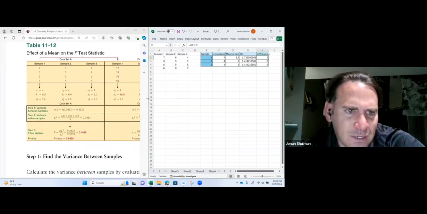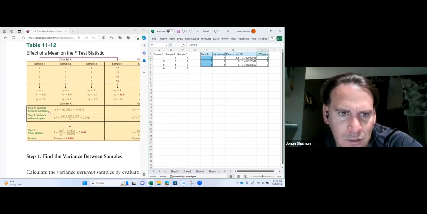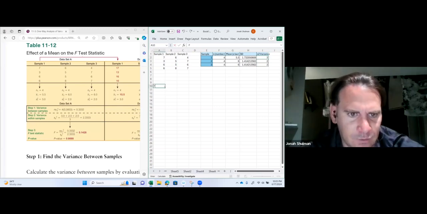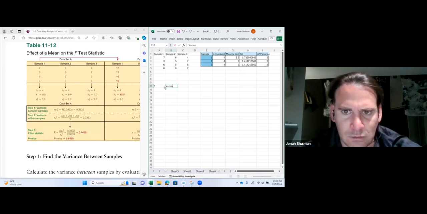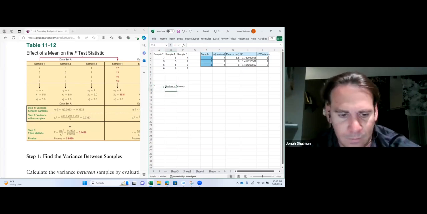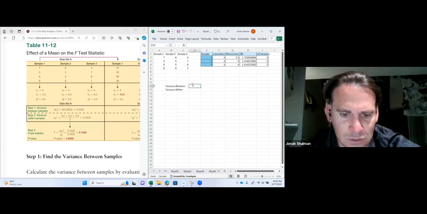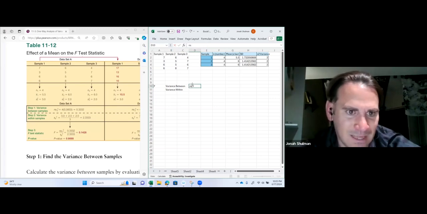So this is to get our F statistic. All we have to do is the variance between, which is what? To get our F, it's just going to be variance between over variance within. That's all we have to do. So to get the variance between, it's just going to be the number of terms times the variance. That is it.